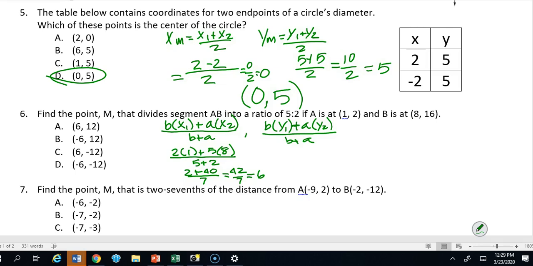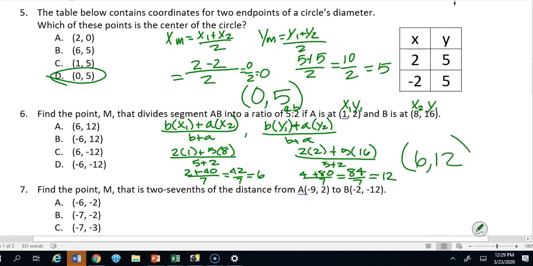Over here, same thing. 2 times 2 plus 5 times 16. And again, let me remind y'all of this. This is our A, this is our B. This is x1, y1. This is x2, y2. That's where I'm getting those values from, y'all, in case you didn't remember that. And again, we're dividing this by 5 plus 2. So this is going to be 4 plus 80 divided by 7. That's 84 divided by 7, which is 12. So our value is 6, 12. And that was that choice. And again, depends on the quiz as to which one was correct, y'all, for you.